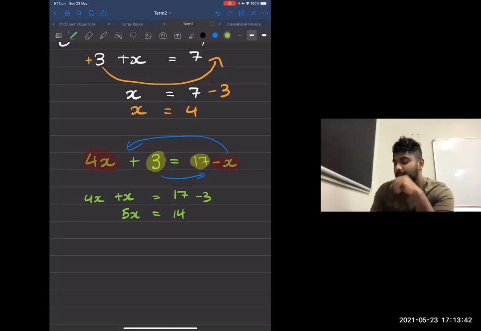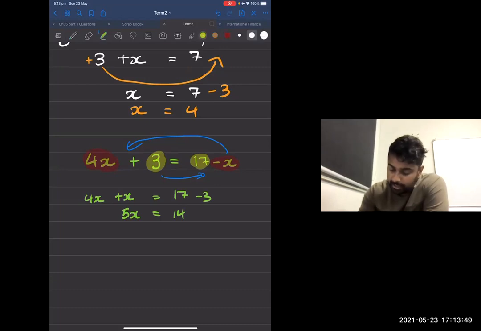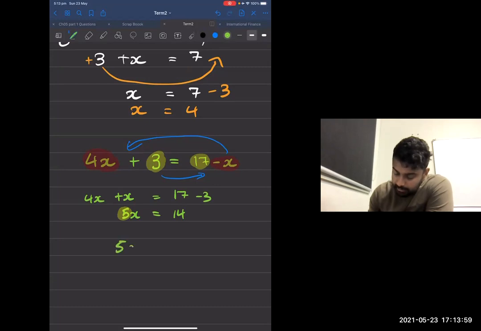Oh, I think I know where I made a mistake, but we can still solve it. Now, what happens next? We still have one more number left across, and that is 5 on this side. Now, 5x is the same as what? Can anyone tell me? 5 times x. Yep. 5x is 5 multiplied by x, correct?